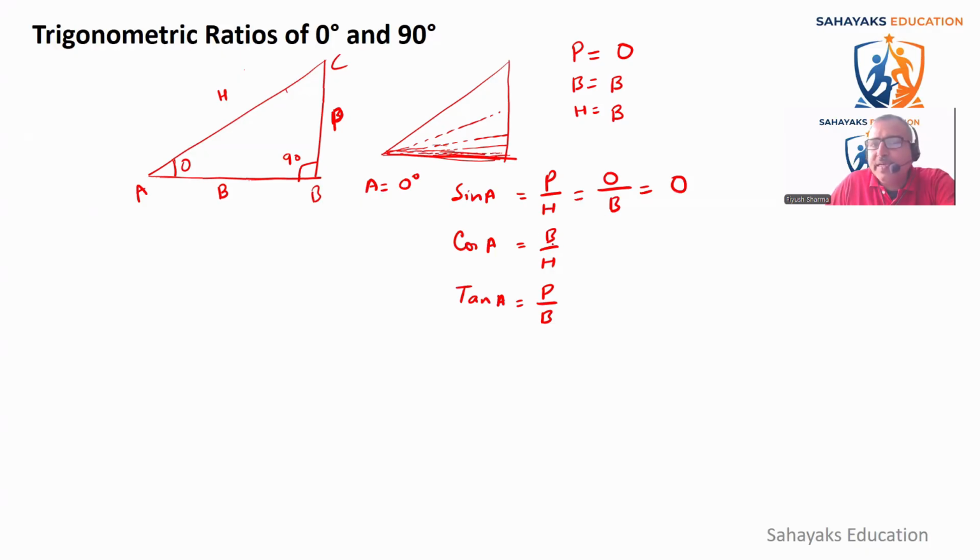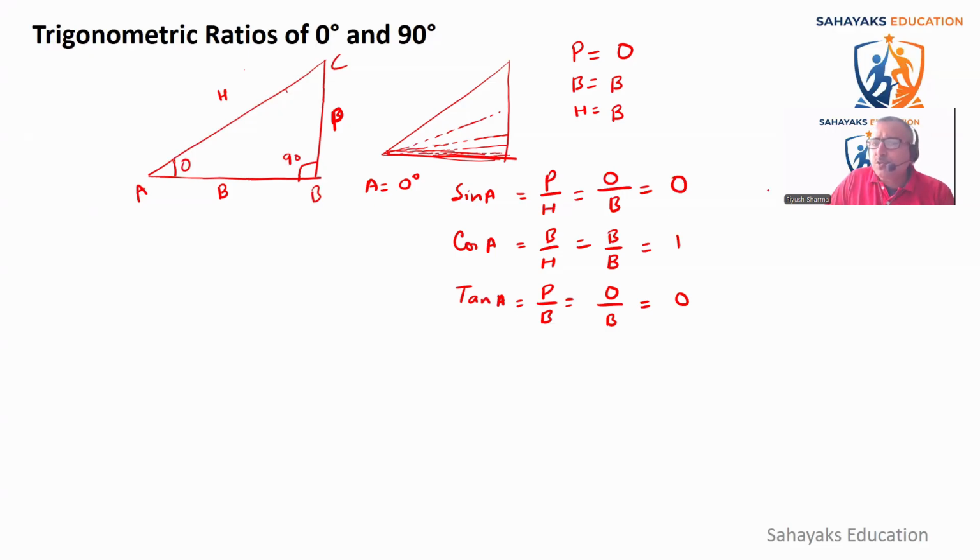Cos A will be B by H. So B is B, H is also B. It comes out to be 1. Then comes tangent. Tangent is P by B. P is 0, by B is B. It comes out to be 0. So now we found the value of sin A, cos A and tan A.